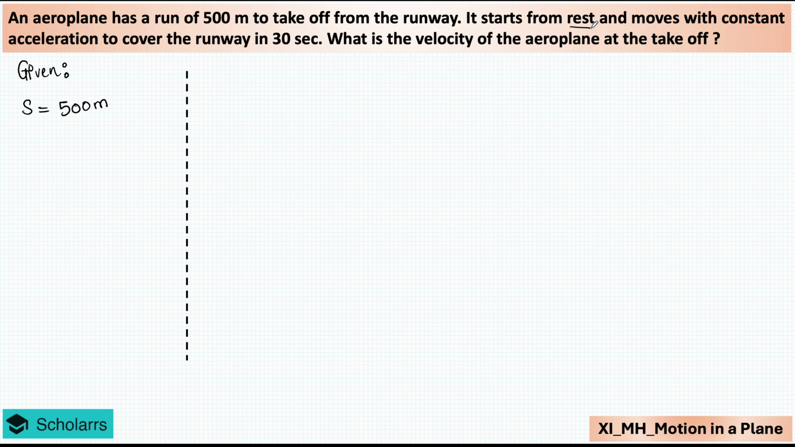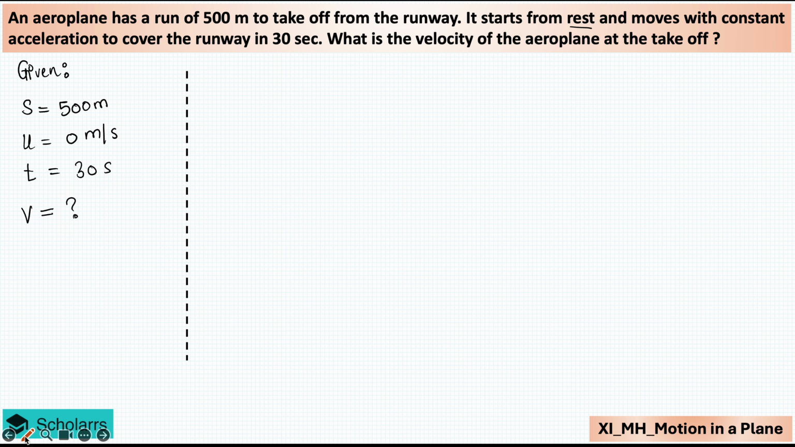So here it is clearly stating it is starting from rest. Starting from rest, that means initial velocity is 0 meter per second with constant acceleration. Acceleration is not given, but they are saying the acceleration is constant. To cover the runway in 30 seconds, that means time period is given as 30 seconds. What is the velocity of the aeroplane to take off? So they are asking you the final velocity, right?